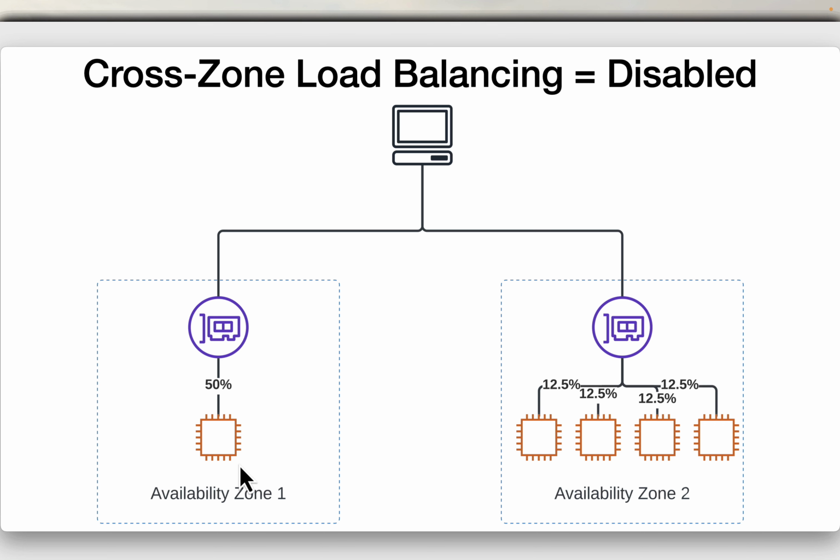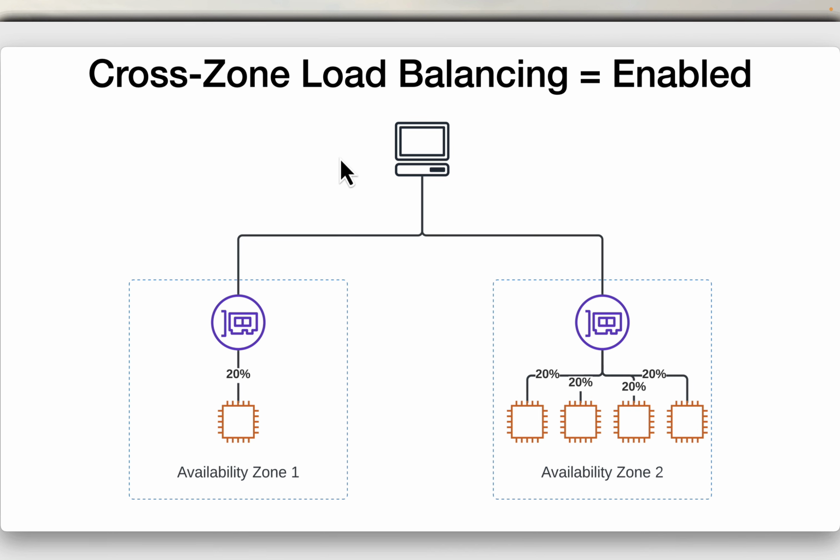So that's why we will enable this feature in most circumstances, unless we have a very powerful EC2 instance running in some AZ, and we are okay to send 50% or a higher percentage of the traffic to it. But in most cases cross-zone load balancing is enabled so that the traffic gets equally distributed among all the instances.